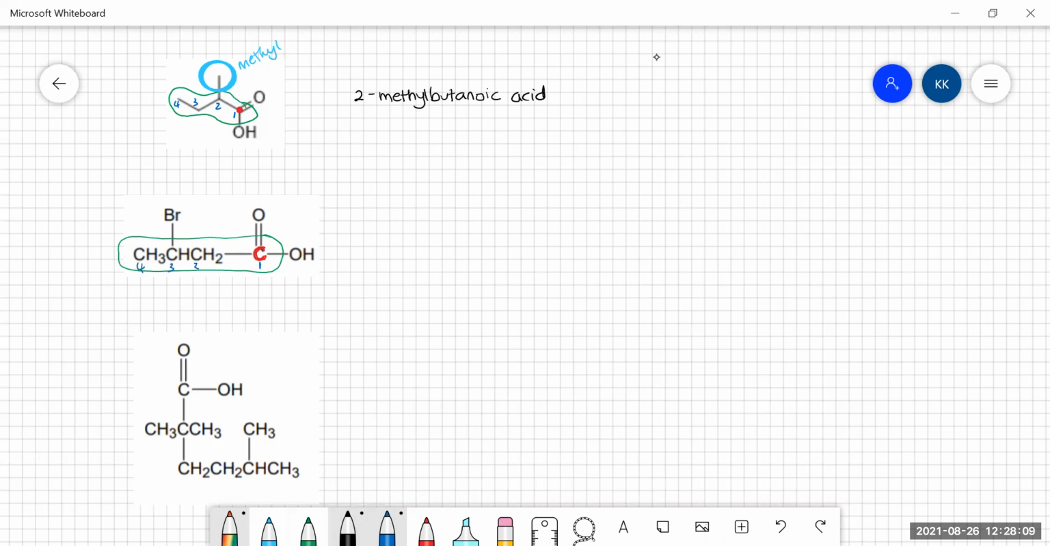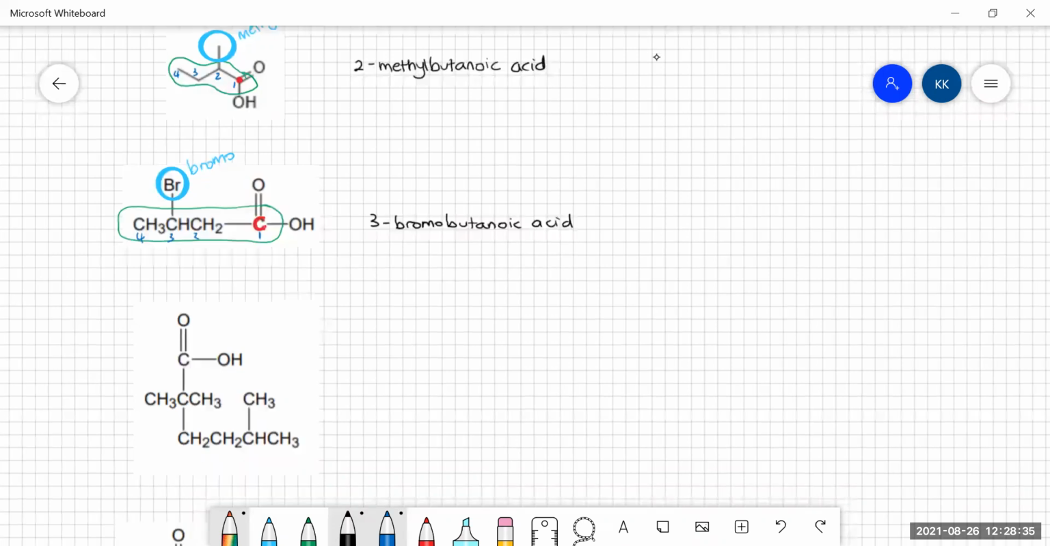And this time we have a bromo group. We have a bromo group on number 3. So this is 3-bromobutanoic acid. Lots of examples with butanoic acid. If you've met butanoic acid, you will not forget it. That is the acid that smells like vomit. It's disgusting. Most of the carboxylic acids smell disgusting.